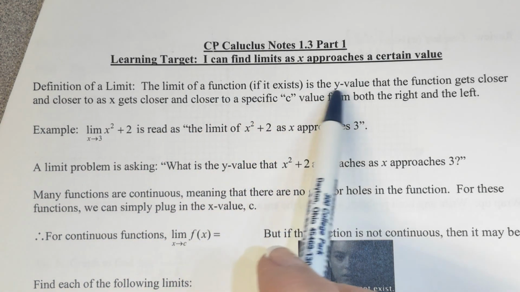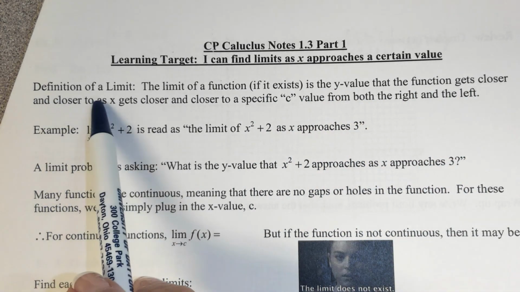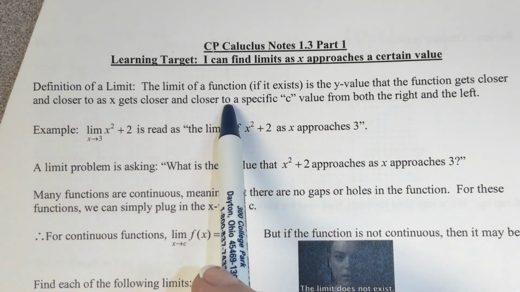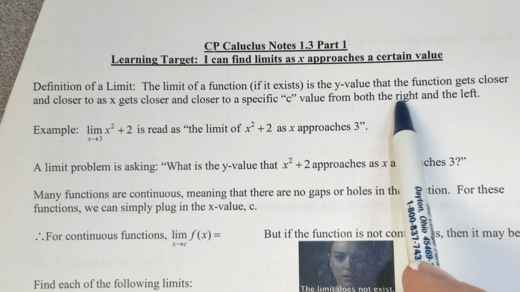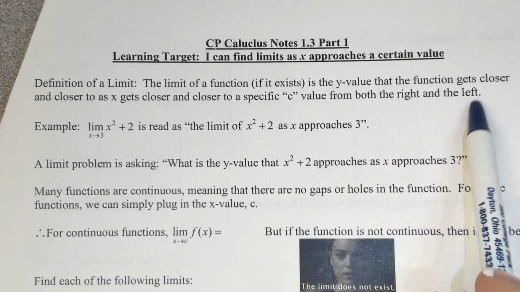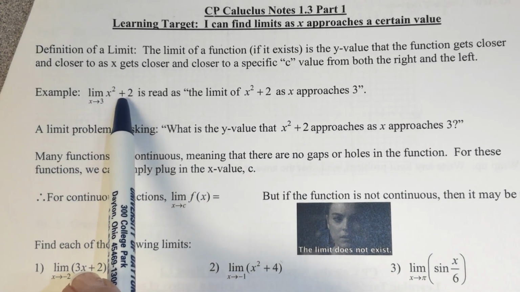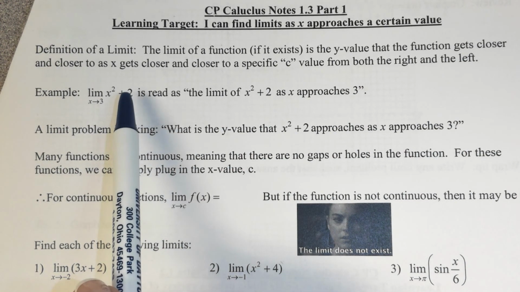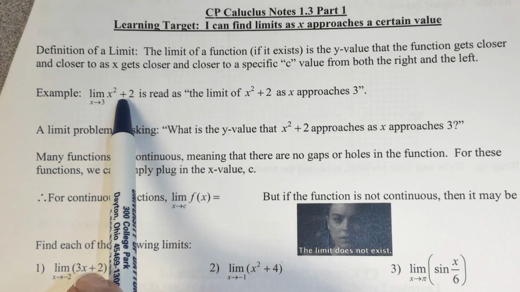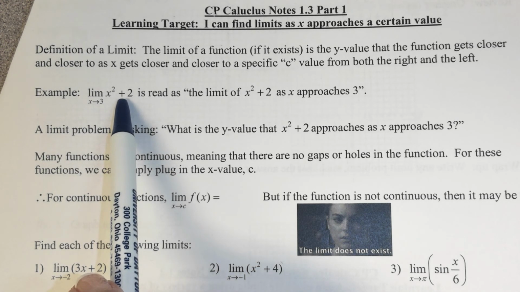So the definition of a limit, here's the kind of explanation of it. If we do have a limit, it's going to be that y value that the function gets closer and closer to as x gets closer and closer to some certain x value. And it has to be true from both the left and the right. The reason it isn't too difficult to find this limit is because this is a continuous function. What would you think we would do to find that y value if we have a continuous function?